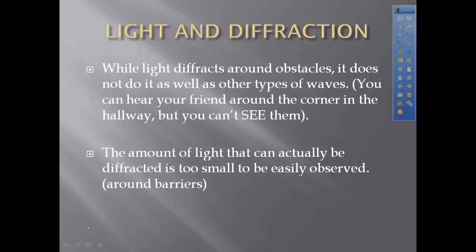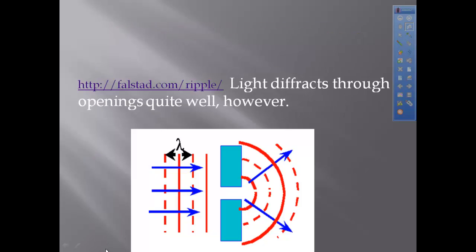So light waves diffract around obstacles. Like I said before, it doesn't do it quite as well as some other waves like sound waves. The amount of light that is actually diffracted around barriers is too small to be easily seen.